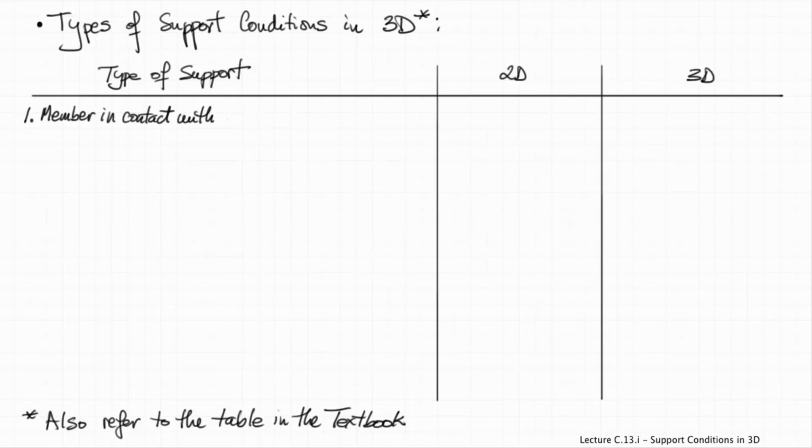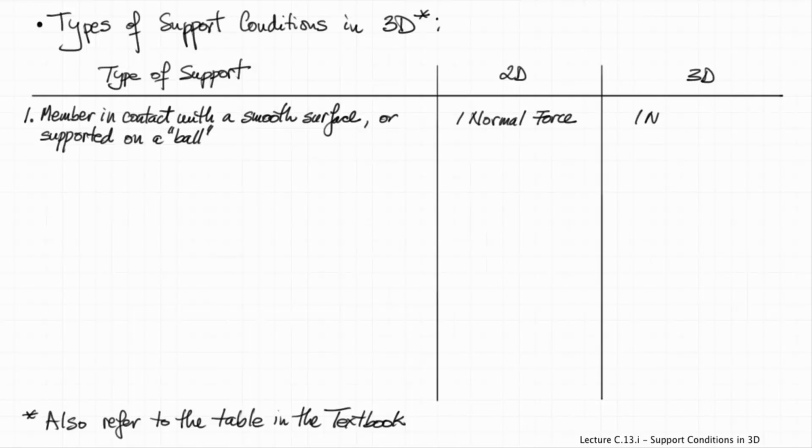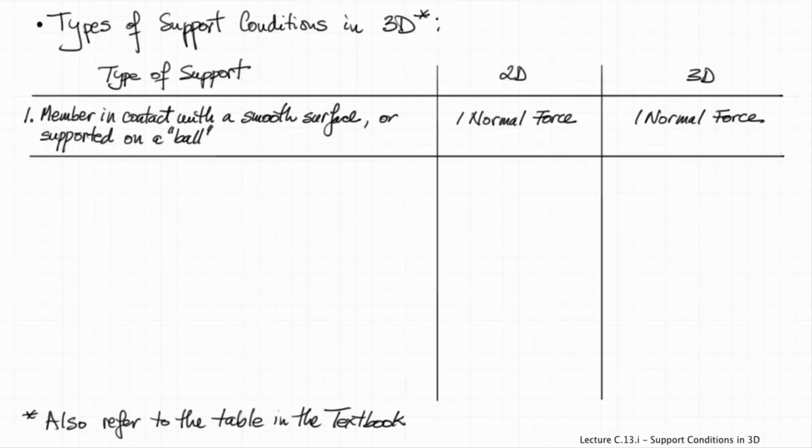So let's start first with a member in contact with a smooth surface, or sometimes in 3 dimensions, a member supported on a ball. Now, this is a kind of a roller situation in 2 dimensions, so we will replace that support with one normal force. And the same thing would happen in 3D. We will replace with one normal force, but now the normal force in 3 dimensions will be, of course, oriented in the space with 3 dimensions. It will have three components in the general case x, y, and z.